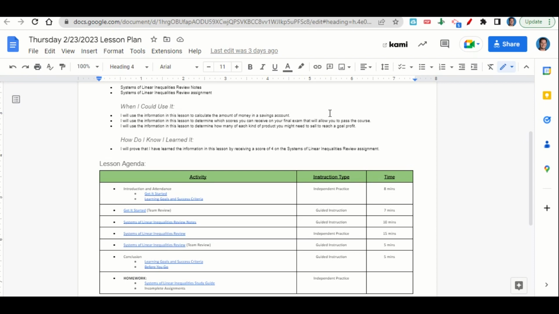At the end of class, we'll go back over our learning goals and success criteria while you fill out your Before You Go. Your only homework for tonight is to continue working on the Systems of Linear Inequalities Study Guide and any incomplete assignments that you may have.